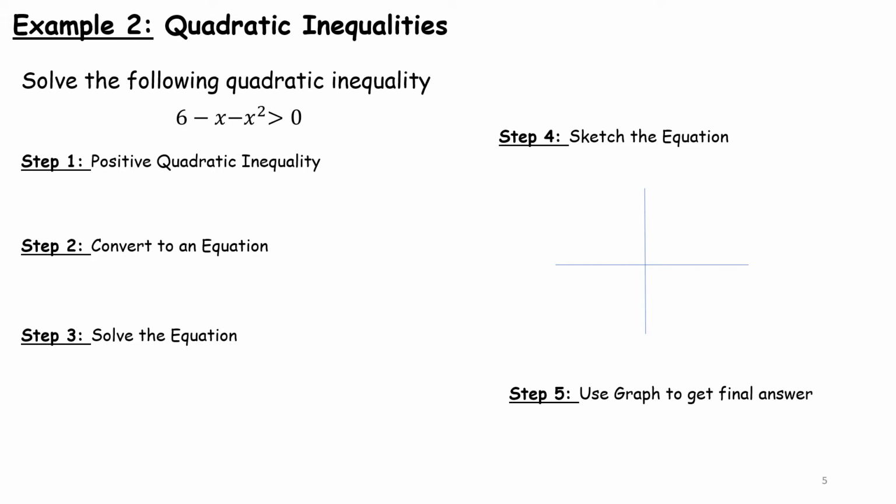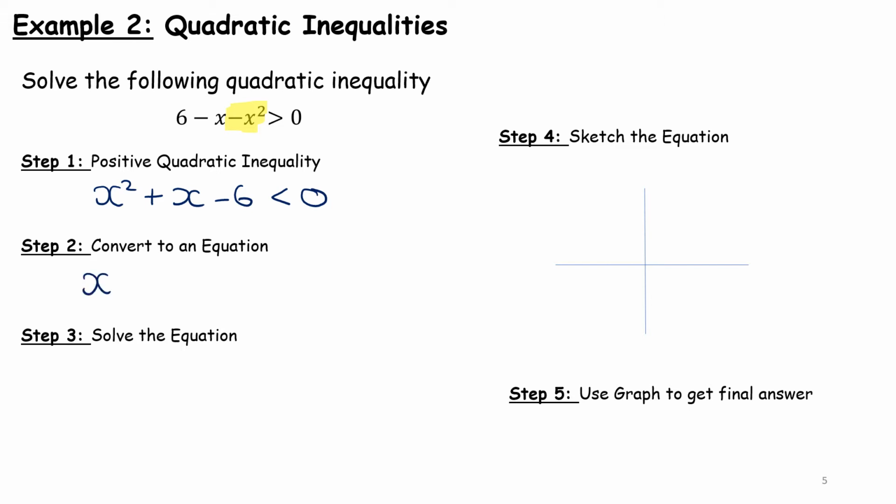Solve the following quadratic inequality. Now we have a negative quadratic inequality here. How we know it's negative is because the sign on the x squared is negative. How we fix that is we are going to change the signs. If we change the sign, so we'll have x squared plus x minus 6, it's important that we also change the inequality sign. So the inequality becomes x squared plus x minus 6 is less than 0.